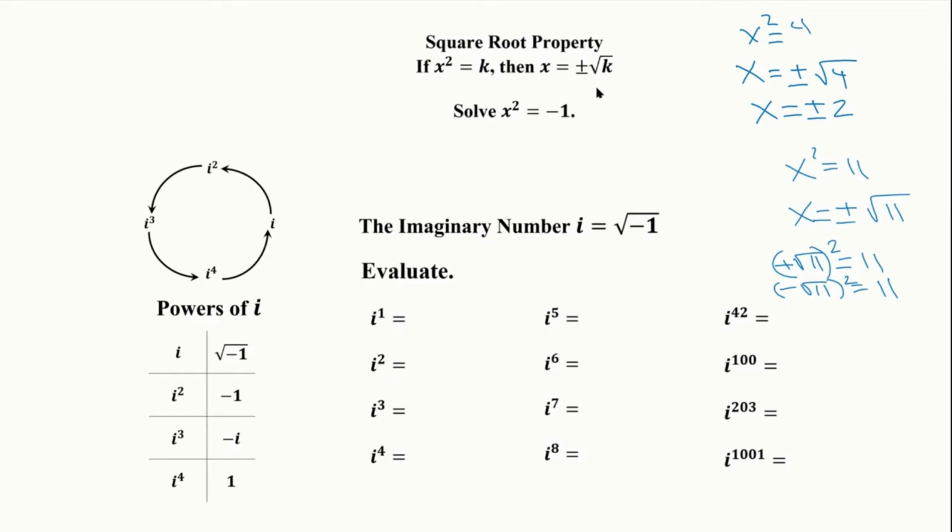But the whole notion of complex numbers came about when we tried to look at a question like solve x squared equals negative 1. Now, this square root property is universally applicable. So that means I can go ahead and apply it to this scenario as well. And I get x equals, here my k is negative 1, so I'm just going to get x equals plus or minus square root of negative 1. So we ask ourselves, well, what is the square root of negative 1?